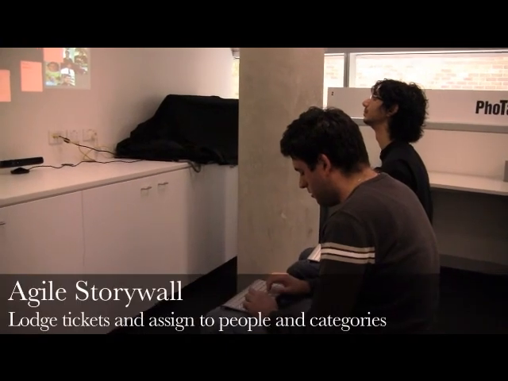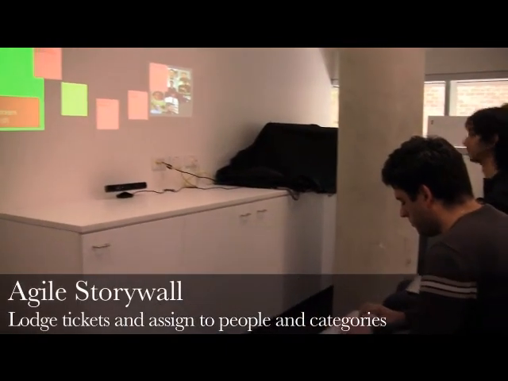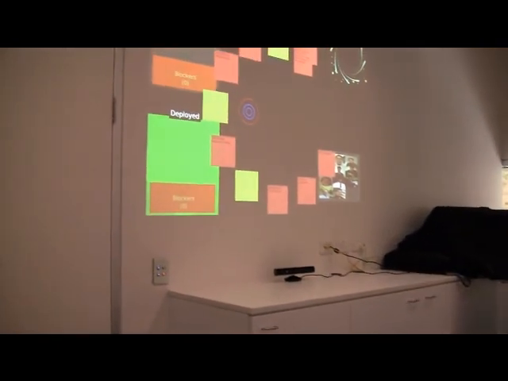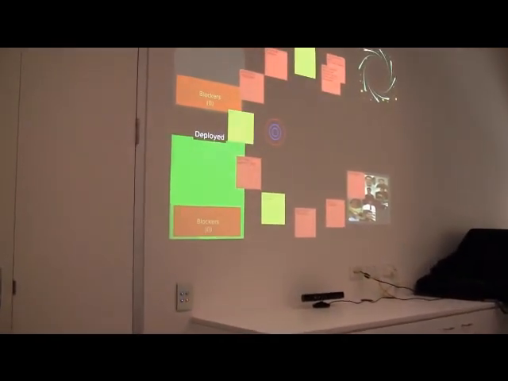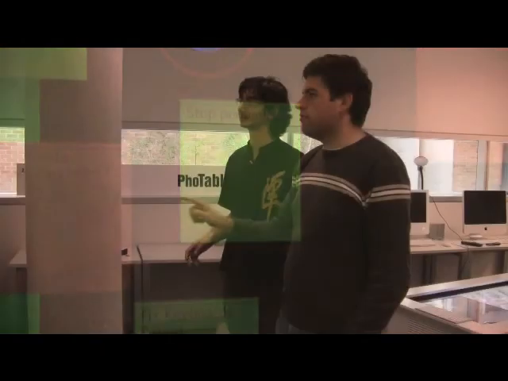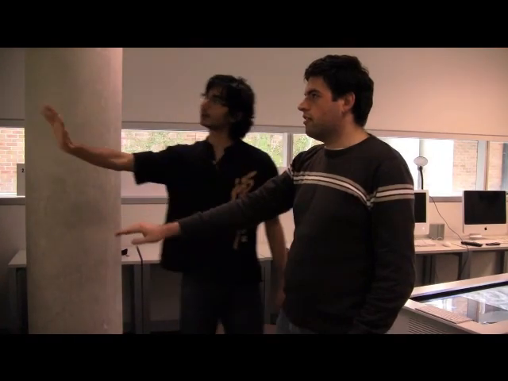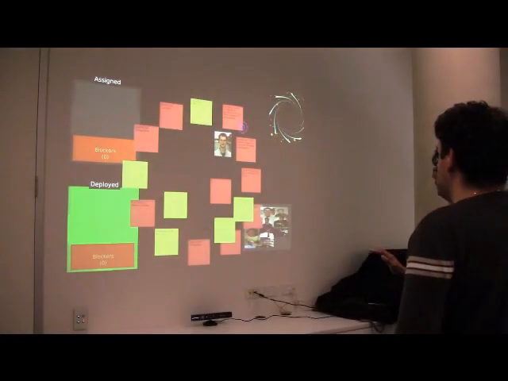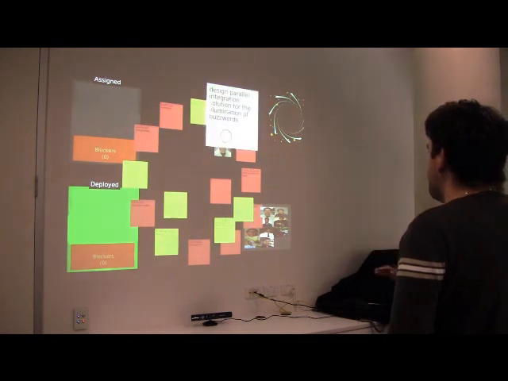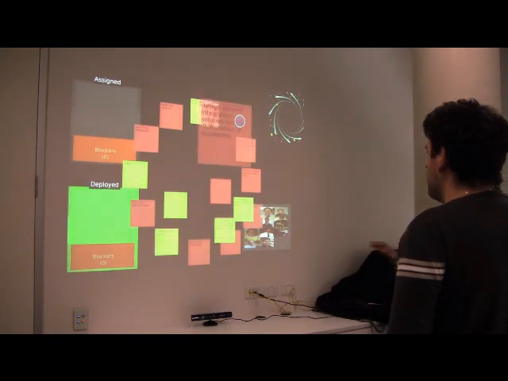The next application is a tool to support agile software development teams in the form of a story wall. Software issues are represented as post-it notes on the wall, and users brainstorm and lodge tickets using wireless keyboards. Then, they use hand gestures to control the objects on the screen, to assign them to team members and into categories. The interface is designed as an always-on ambient display for a software team.